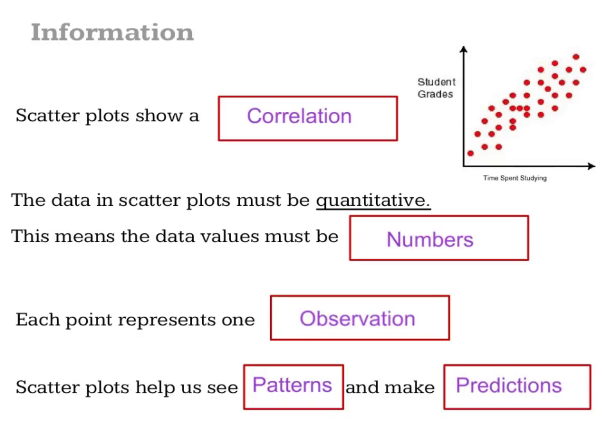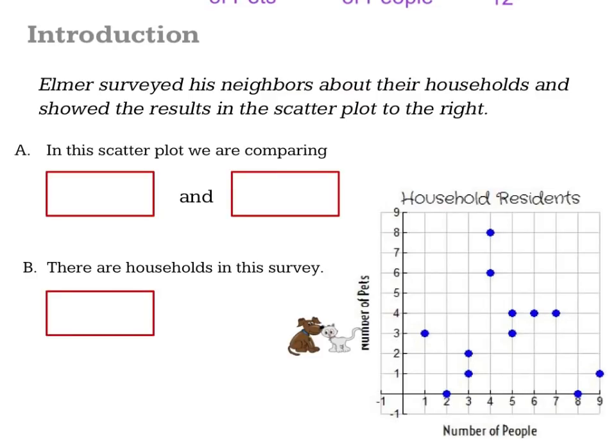So now let's take a look at a basic scatter plot. Let's take a look at Elmer's scatter plot. It says Elmer surveyed his neighbors about their households and showed the results in the scatter plot to the right. I want to answer some basic information about the scatter plot before going ahead and answering more in-depth questions. It says in this scatter plot we are comparing what? We've got two things that we're comparing, and those things are listed on the axes of the scatter plot. In this case we're talking about the number of pets compared to the number of people. So the number of pets and the number of people are the two things that we're comparing.